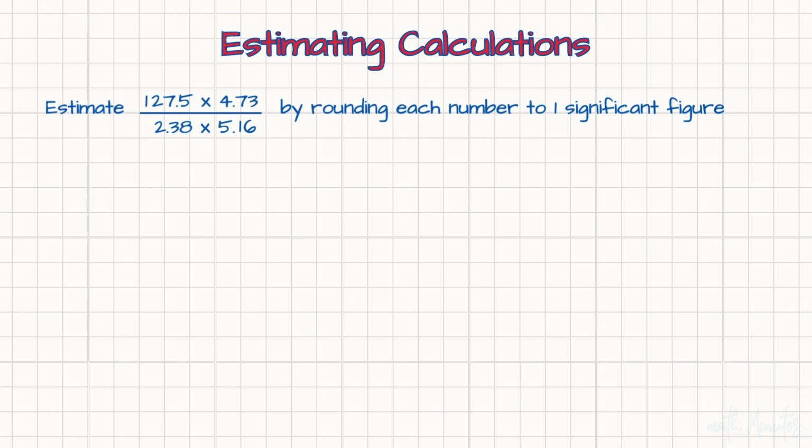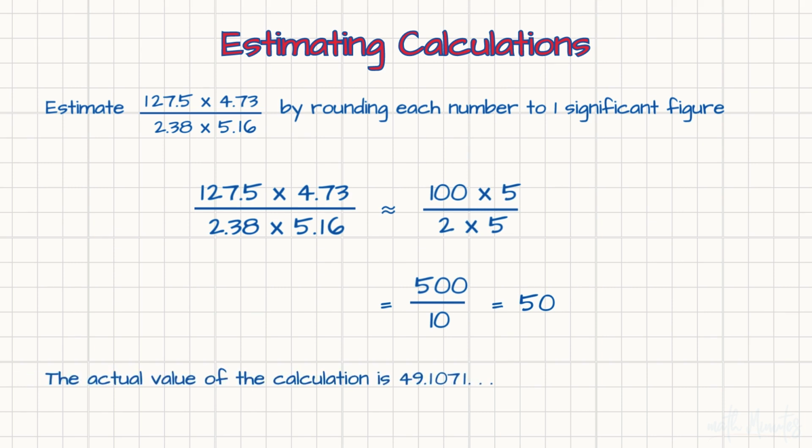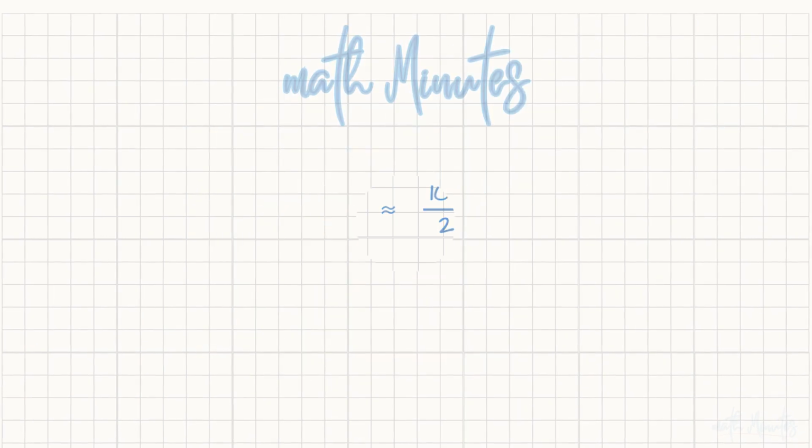We work out the calculation in stages. So first, we round each number, which gives us 100 times 5 divided by 2 times 5. This equals 500 divided by 10, which is equal to 50. The actual value of the calculation is 49.1071 and continuing, so we can see that we have achieved a good estimate of this value.